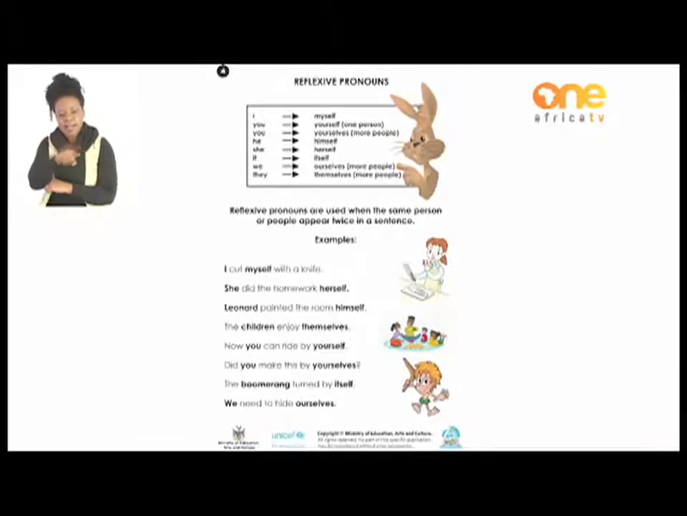We simply means we are in a group, we are many. So it becomes ourselves, and they becomes themselves. Now, underneath there are few examples of reflexive pronoun and personal pronouns, and this is just to show you how we use it in a sentence. Chanel, do you have any question? She understood. She does not have any question.